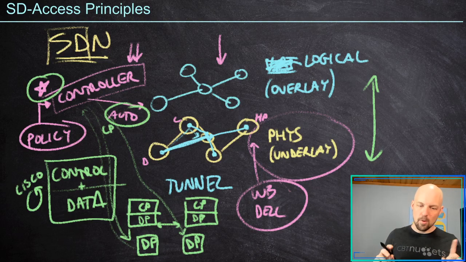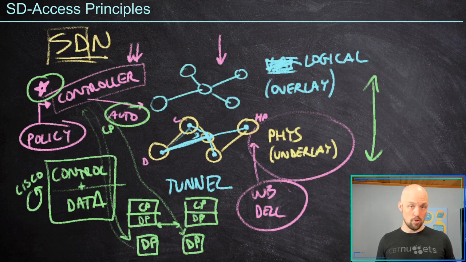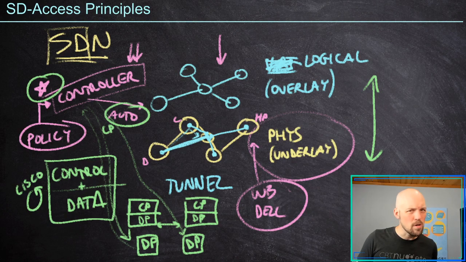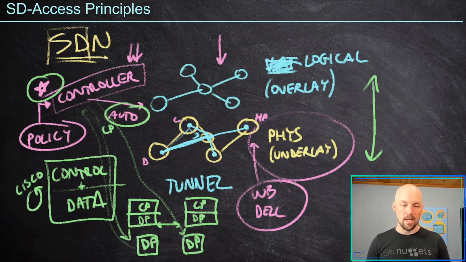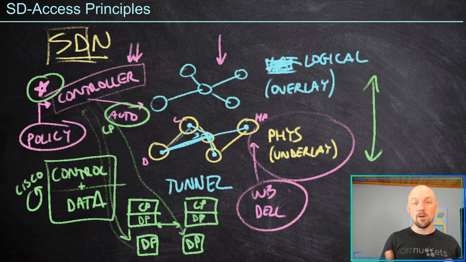So in a weird way, we don't separate the control and data plane in Cisco technologies, but at the same time, we do, because we are still going to run, for example, LISP as a separate control plane protocol, even though the same devices that are running LISP are potentially running EIGRP or IS-IS with the underlay devices. So that's important.